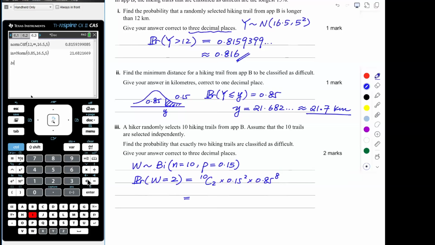But what I'll do is I'll use binom PDF, or CDF is fine. 10, 0.15, 2, 2. Okay, so that gives you 0.2758966. So that is 0.276, 3 decimal places, okay?